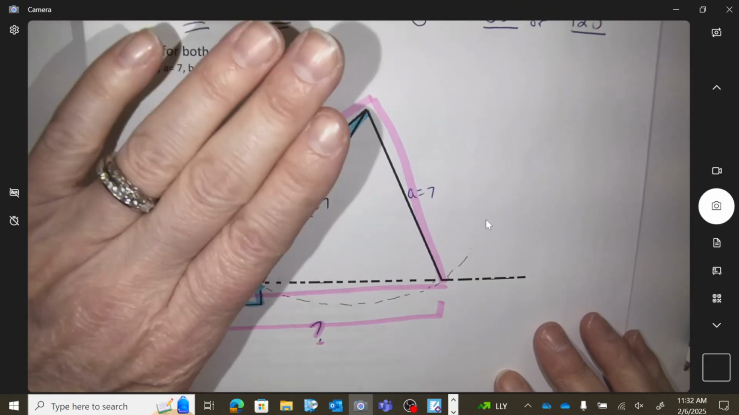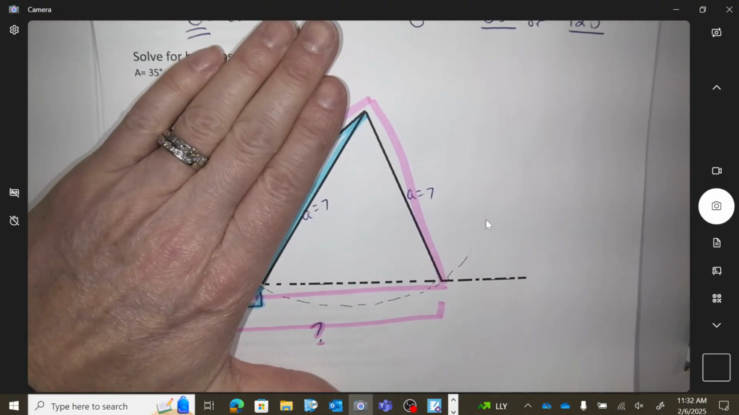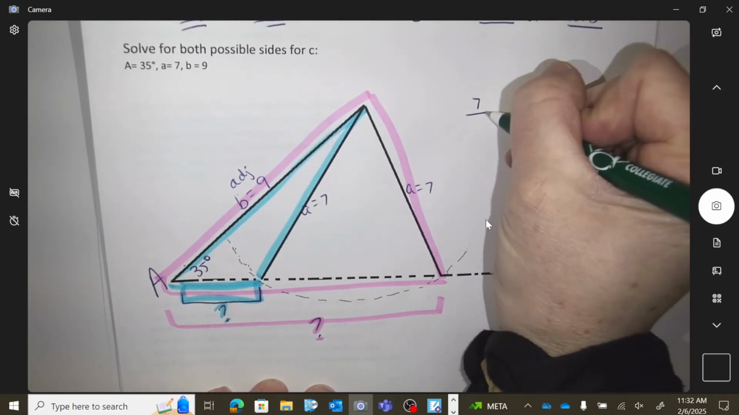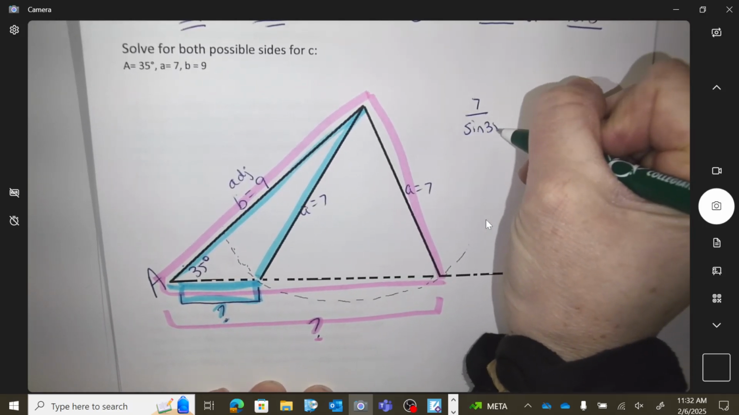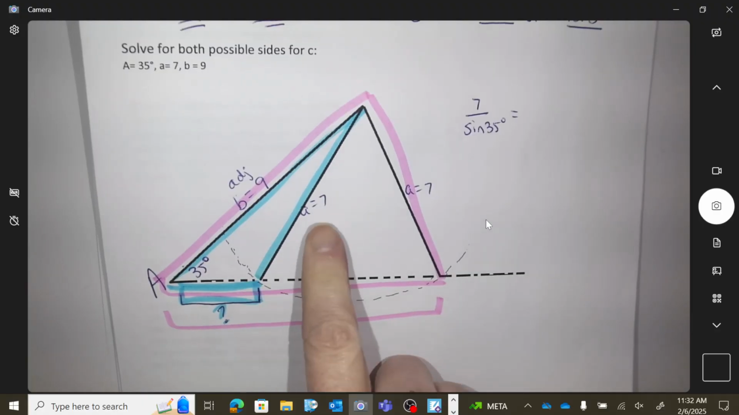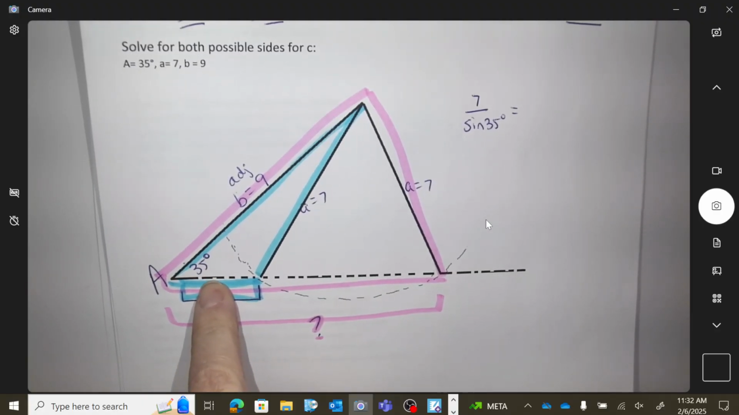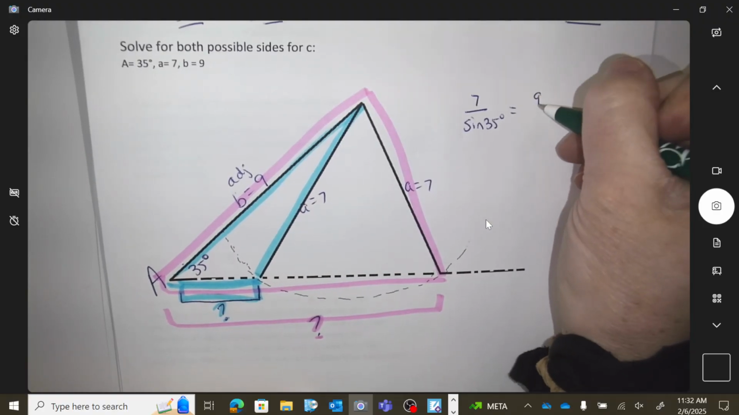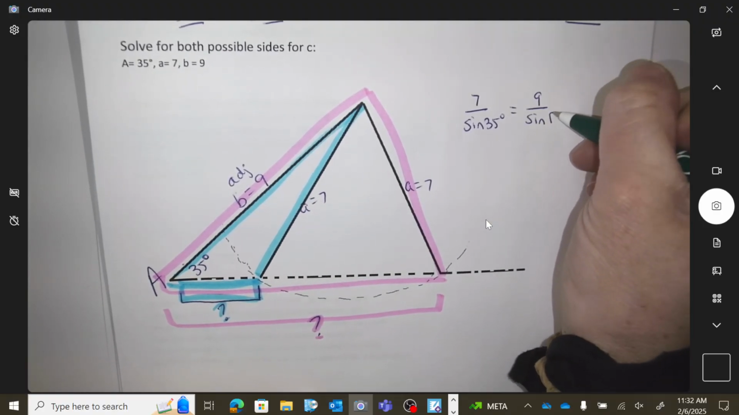Okay, do you see it? That's a triangle, but not for this situation. Okay, so here we go. Sine law. 7 over sine 35, that's a partner. 7 across from sine 35, pair, equals 9 over sine B.